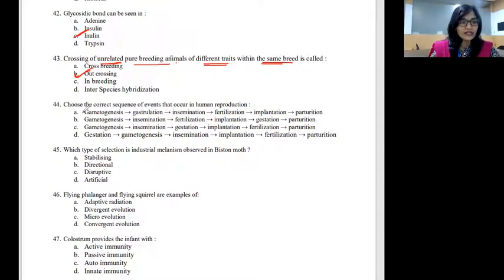That is going to be the correct answer. Okay, the next question. Choose the correct sequence of events that occurs in human reproduction.